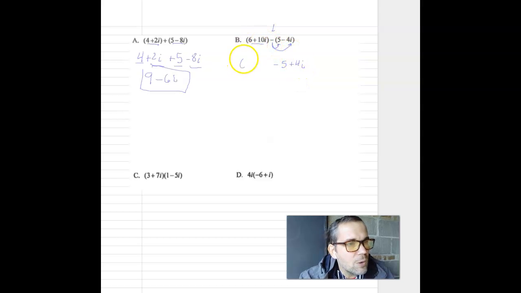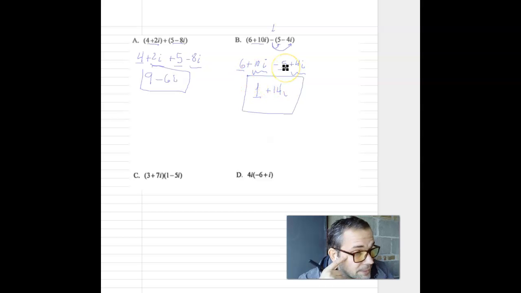And then this is going to also be just what it was. Now my parentheses are removed correctly. And I'm just going to go ahead and combine the like terms. So 6 and -5 are alike. They make 1. 10i and positive 4i are alike. They make positive 14i. And it's all copacetic.